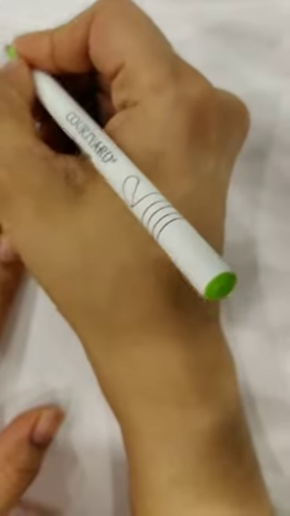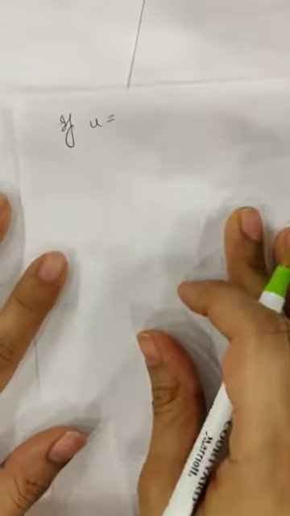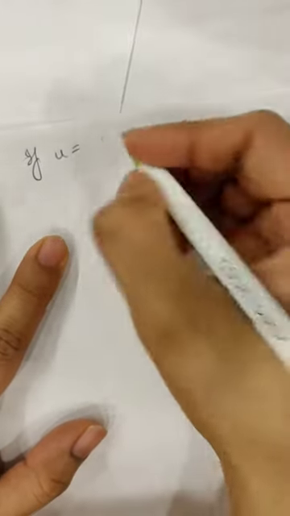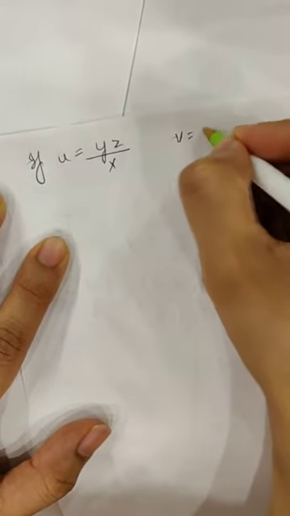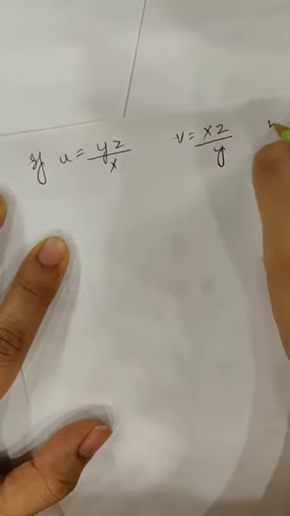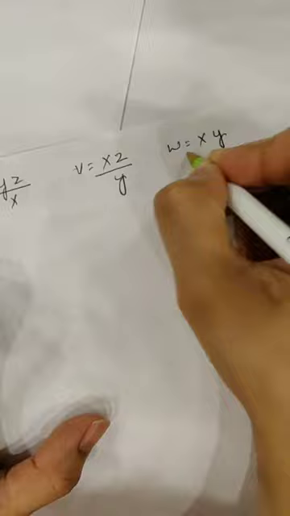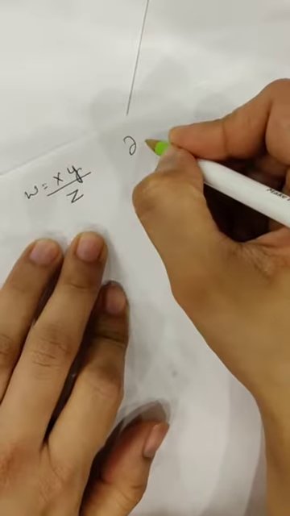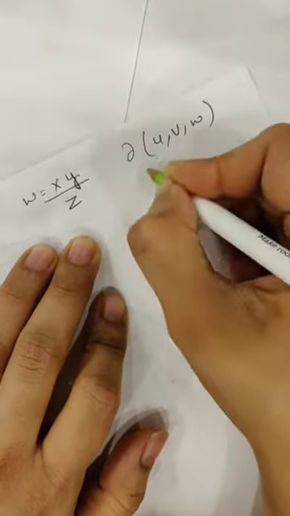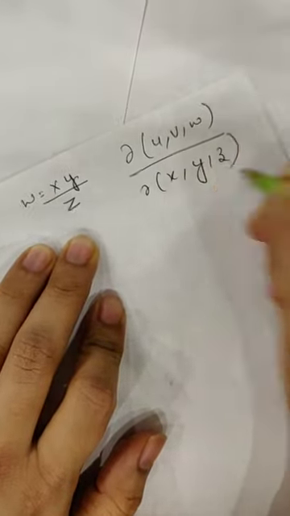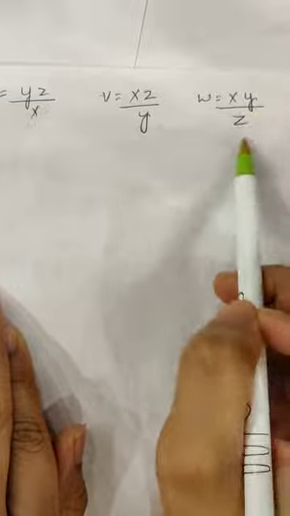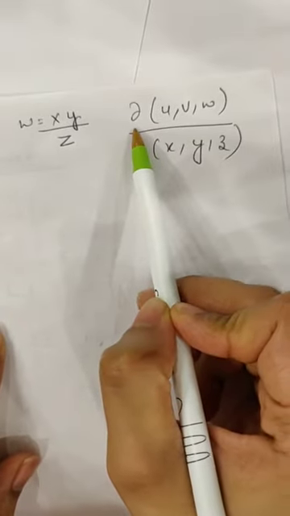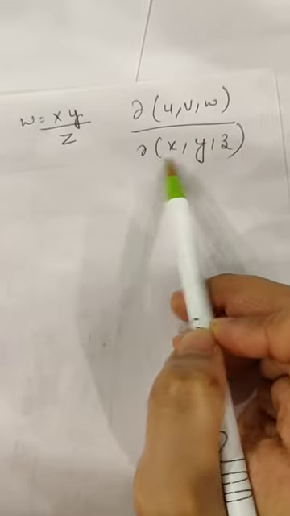So let's say this time, the question is: if u is equal to yz by x, v is equal to xz by y, and w is equal to xy by z, then find the Jacobian, or partial derivative, of uvw with respect to xyz.